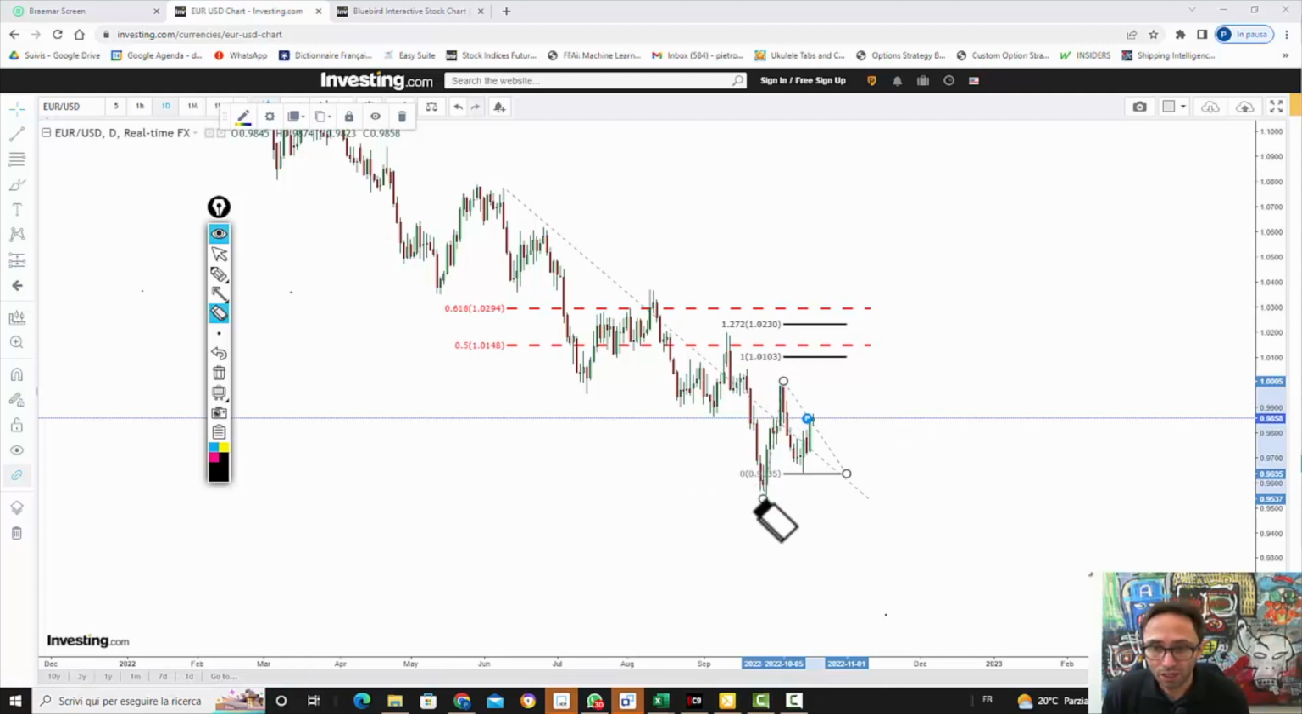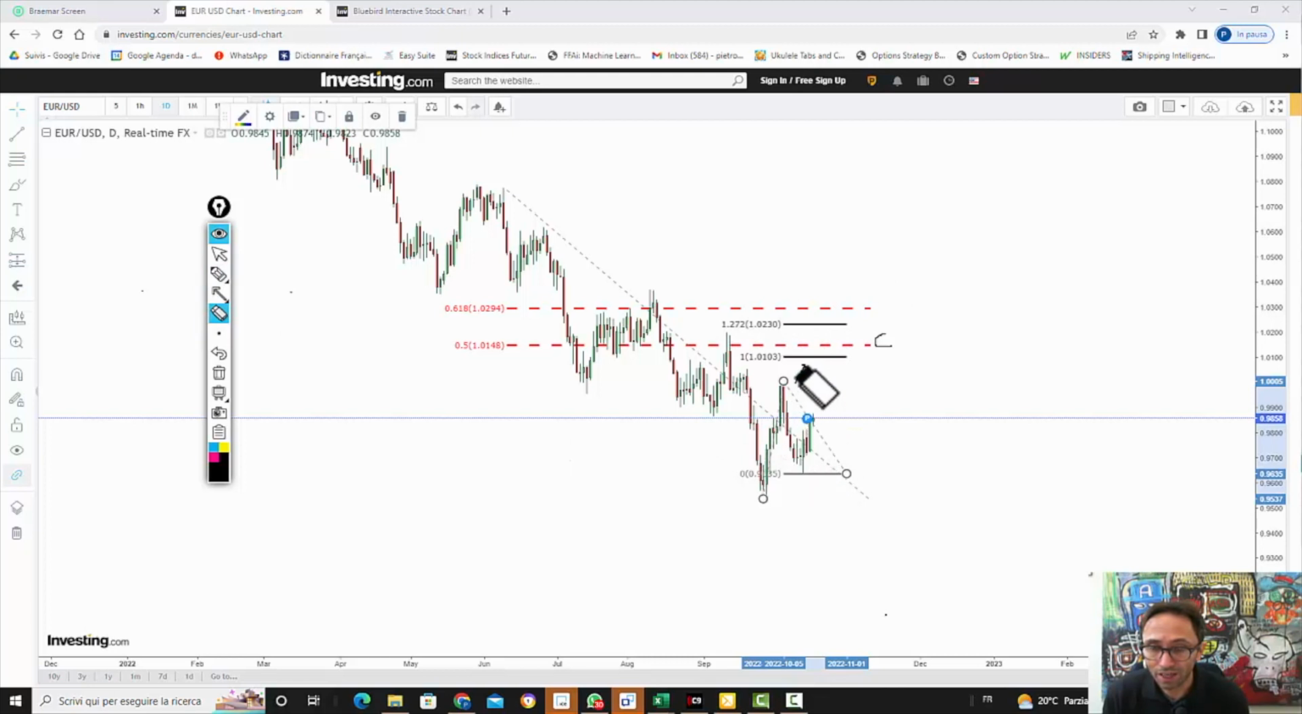So what did I do? I measured this first bit here, which we could presume is the A leg. This is the first correction, the B leg, and this is what we expect to happen, the C part. Where will this end? Will it end here or will it go more? We don't know yet, right?